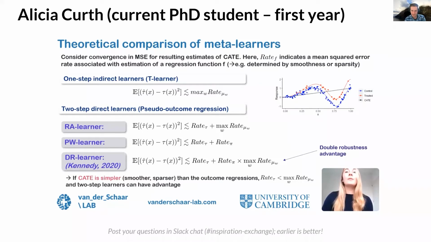They are able to attain the oracle rate if a remainder term decays sufficiently fast. We've analyzed the remainder terms for the different pseudo-outcome regressions in our paper and find that because of the double robustness advantage of the DR learner, it will converge fastest of the pseudo-outcome regressions. The conclusion from this theoretical analysis is that if the CATE is simpler, such as smoother or sparser than the outcome regressions, the two-step learners can have an advantage if their remainder terms decay sufficiently fast.